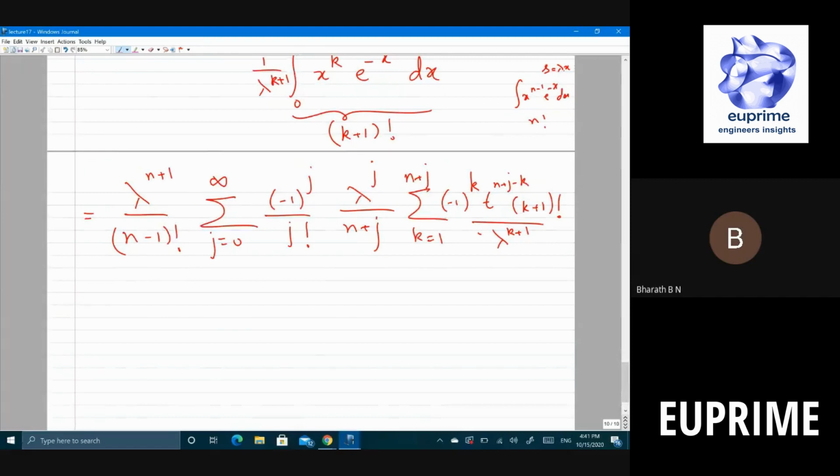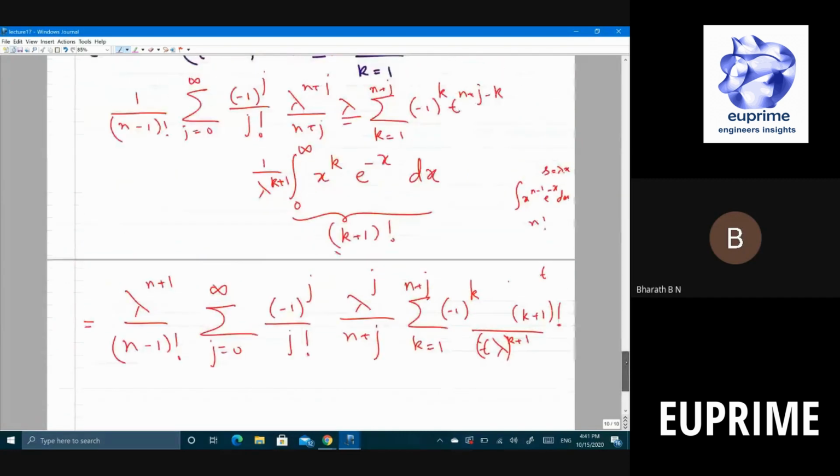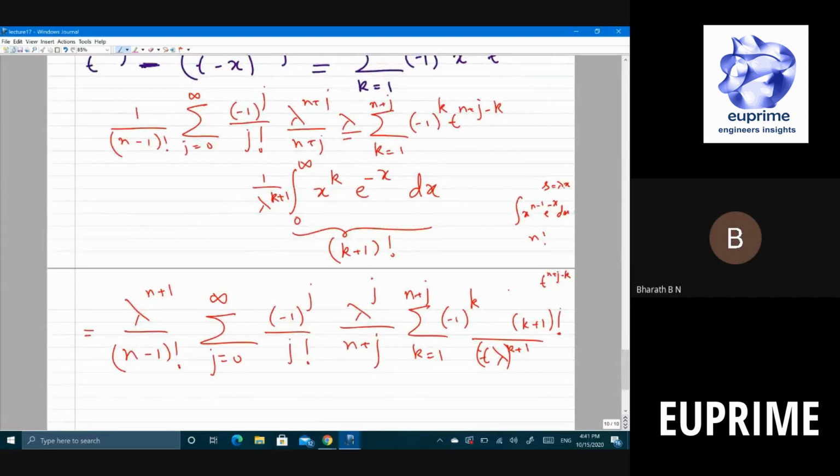Okay. Now, k plus 1. So this is t power j minus k. Now t power n plus j minus k, I'll do one thing. I'll just remove this t power n plus j minus k, and write t lambda power k plus 1. What did we have earlier? t power n plus j minus k, right? So we have k plus 1 here. So I should also multiply it by t here, right? So we have t. Do you agree? So this will be t power n plus j plus 1. Is this fine?